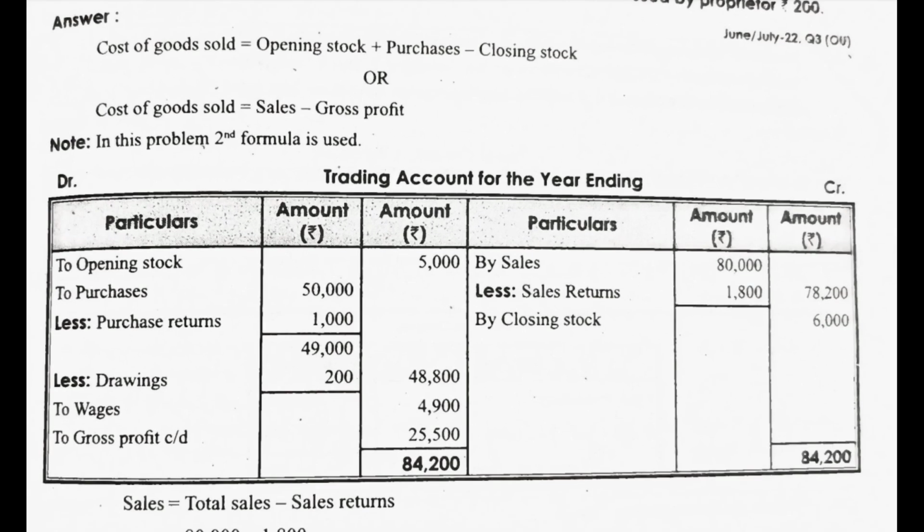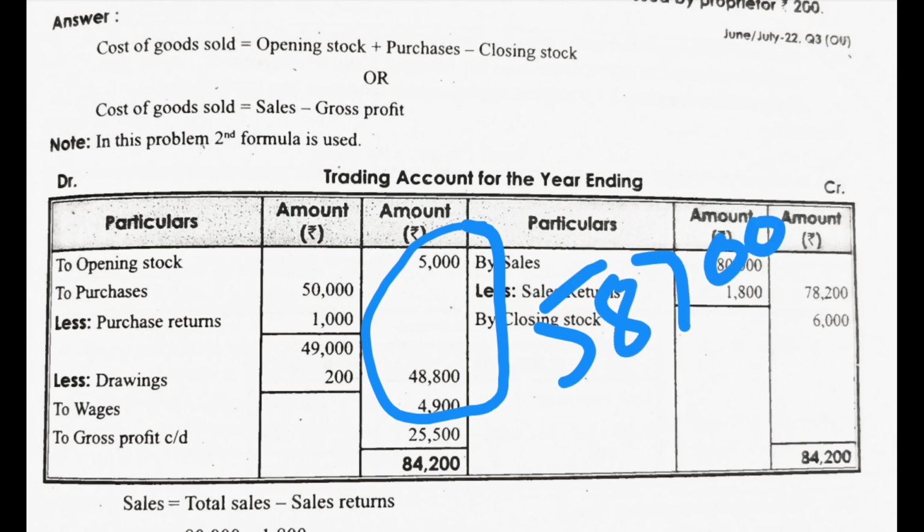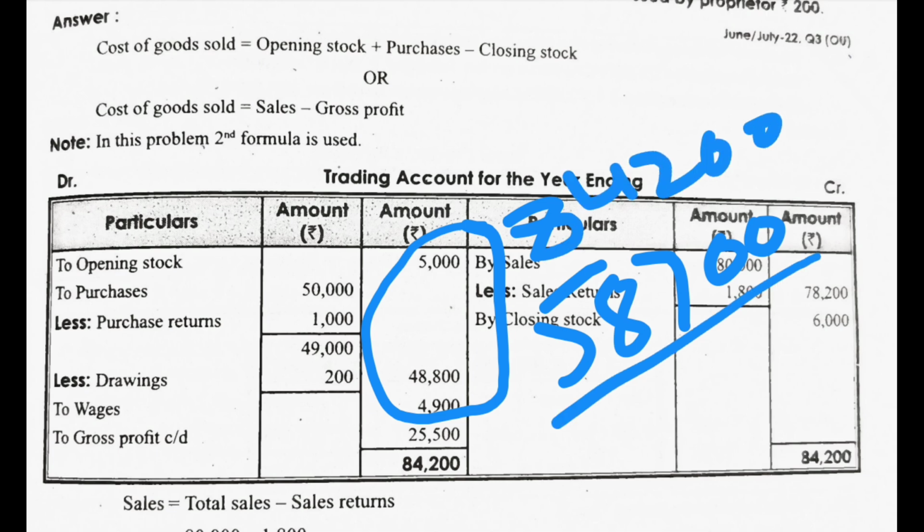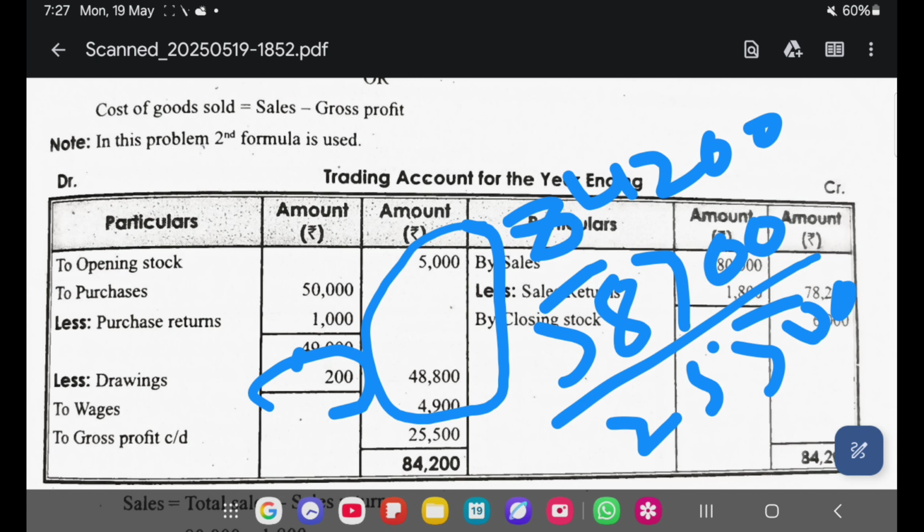Now after adding this 84,200, then add these three items. After adding this we are getting 58,700. This 84,200 minus 58,700 will get 25,500. This is called gross profit. It's clear? In this way, first we have to find out the gross profit. Only the new point you have to remember here, goods drawn by the proprietor, that you have to deduct from the purchases. This is the new point you have to remember in this problem.